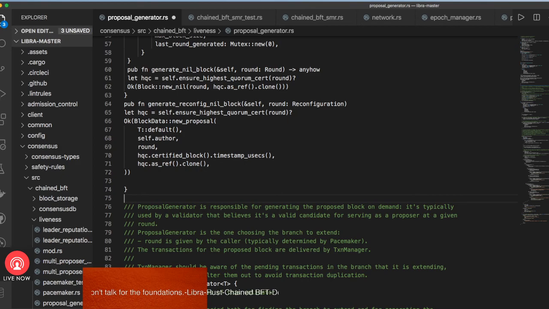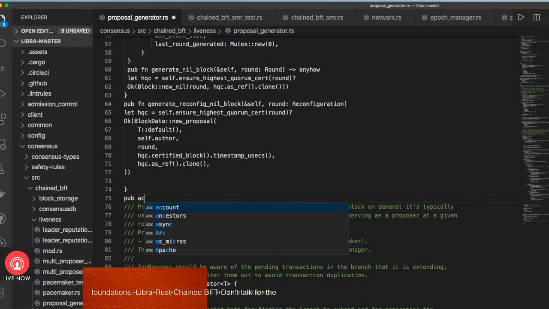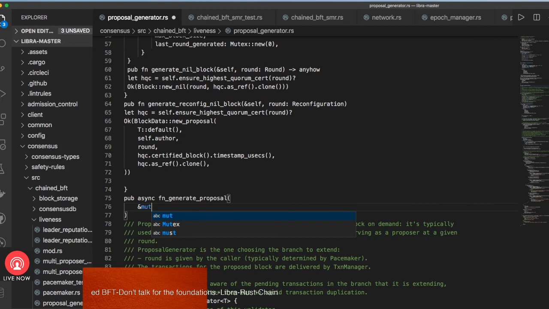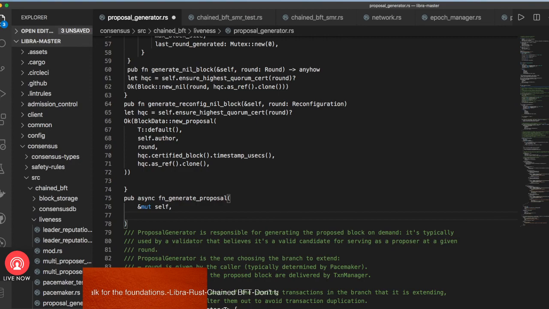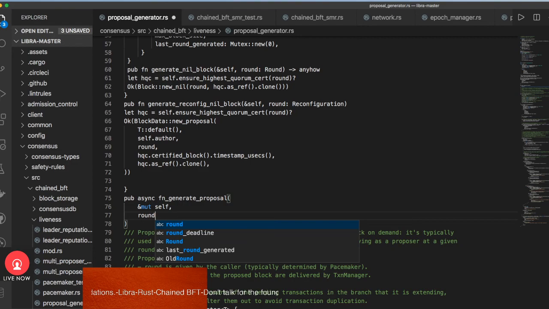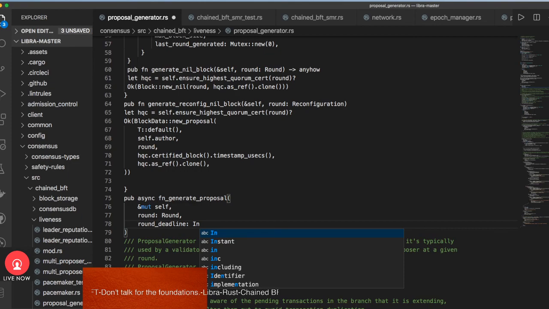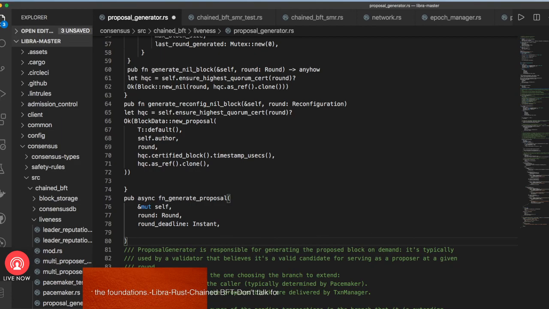So this async function of generate the proposal, so the round, and the round timeline that is the finality of this main ingredient to reach the consensus needs to be instant. So this anyhow implementation result in handling this block metadata or maybe the data.